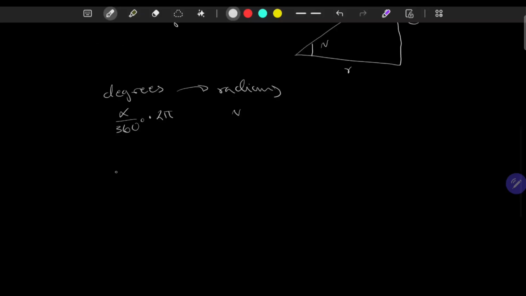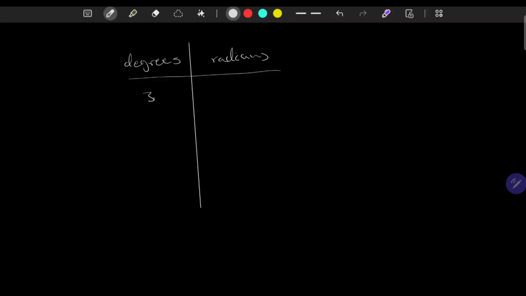Now if you have an angle in radians and you want to go back to degrees, you would divide the angle in radians by 2 pi, which is the whole circle in radians. Here you would get the fraction of the circle that the angle sweeps, times the whole circle in degrees. Then you would get the angle in degrees. Some examples: 30 degrees corresponds to pi over 6 in radians, 45 degrees corresponds to pi over 4, and 60 degrees corresponds to pi over 3.